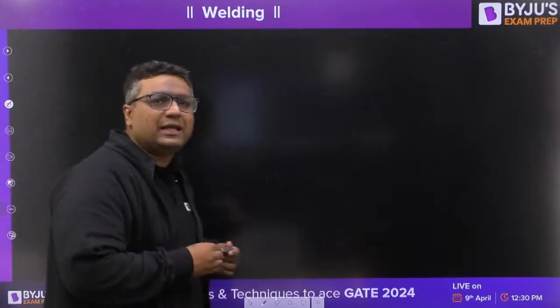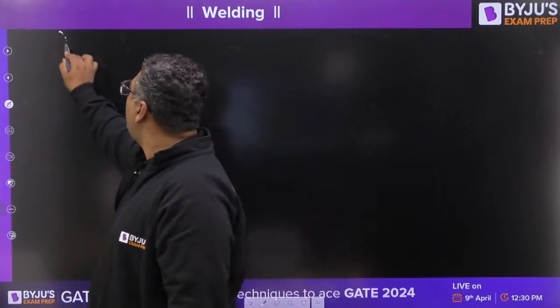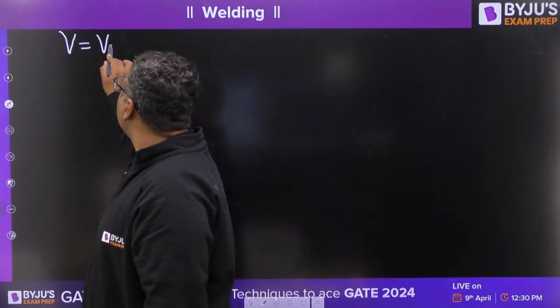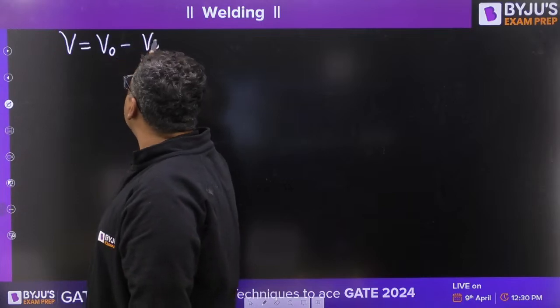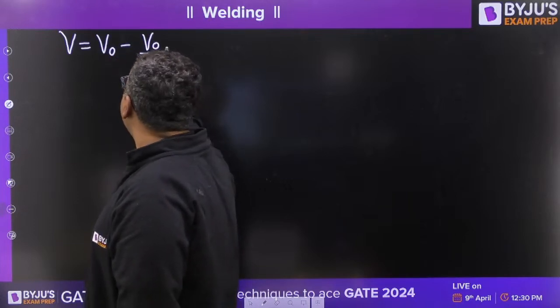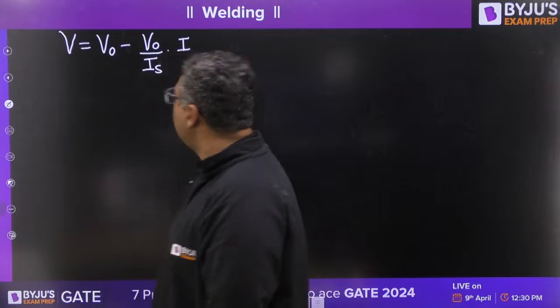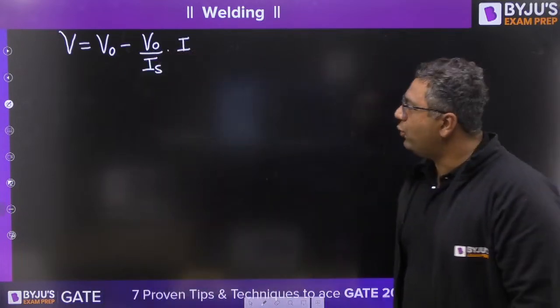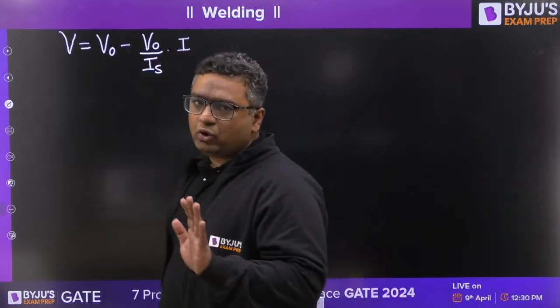You already know the equation we saw in the previous question: V is equal to V naught minus V naught by IS into I. Okay guys, so we do not know V naught, we do not know IS.